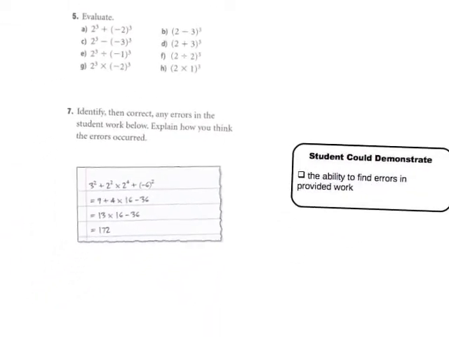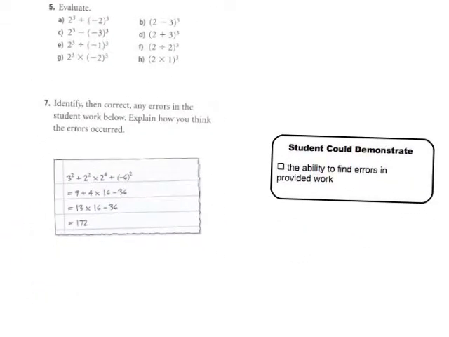So on this question here, number 7, you're going to go through and see where they made the mistake. Again, looking for order of operations, making sure that they did all the laws of exponents correctly. And then keep in mind what you're looking for here is that you're able to demonstrate that you can find the errors. I'm going to go to the next page.